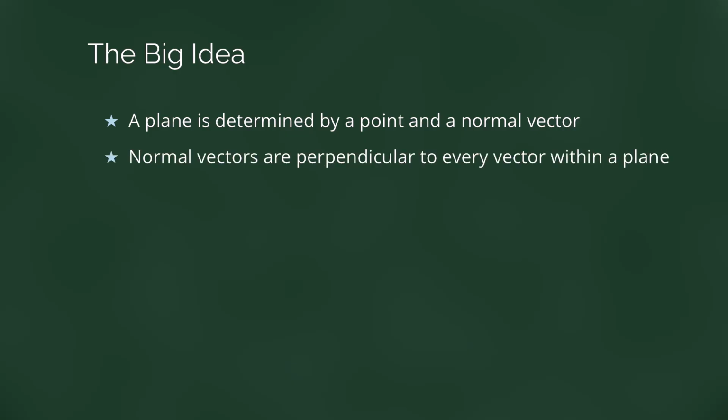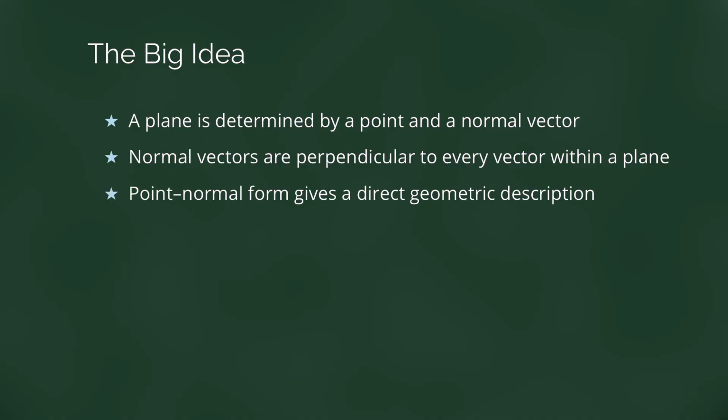So if you're curious how mathematicians decided to define the word normal, what it means here is that a vector is normal to a plane if it is perpendicular to every vector within the plane. And we know that to be perpendicular to every vector within a plane, its dot product with all of those vectors must be 0. So this gives us a geometric description of the plane, and it's also going to help us derive an algebraic formula for that plane.